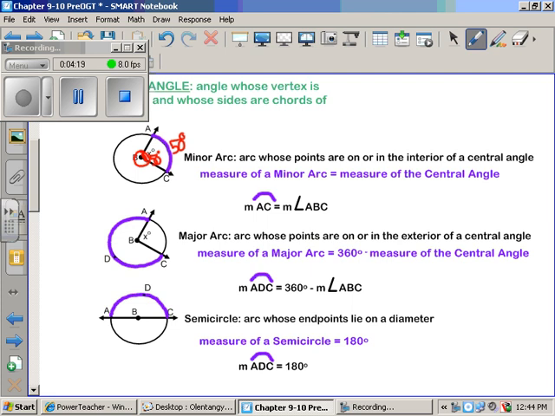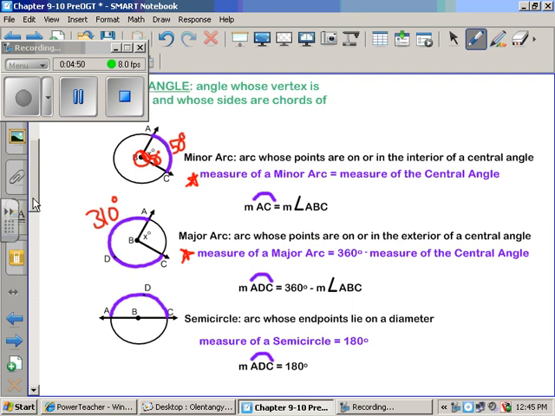The major arc then, how do you think we'd get that? Yeah, the whole circle is 360, so it'd just be 360 minus the piece that you took out, right? So 360 minus 50 in this case would be 310. And the official words for that are right there.